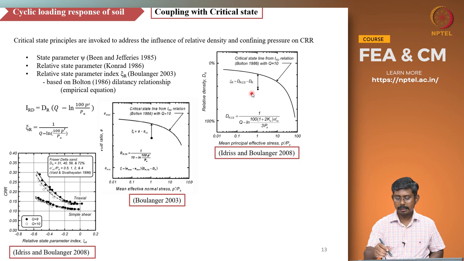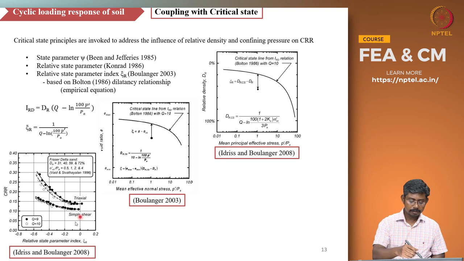Here the relative state parameter index is derived in terms of the relative density, which is the difference of critical state relative density to the current relative density. So the DRCS in turn is obtained in terms of the initial vertical effective stress, and the other unknown parameter is Q. It's an empirical constant based on Boulton's dilatancy index. So this particular critical state framework is essentially an empirical one. With different Q values, the trends of xi R with respect to CRR are observed over here for two different testing conditions. One is cyclic triaxial, the other one is simple shear.